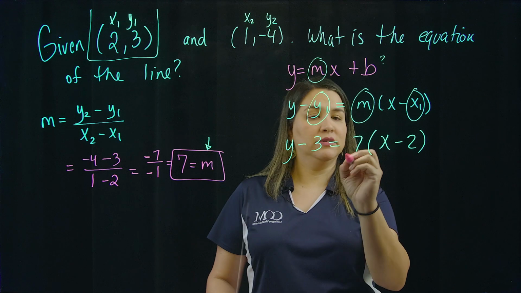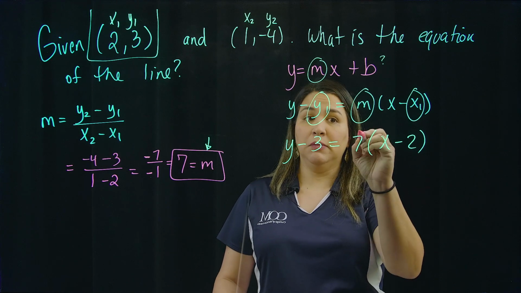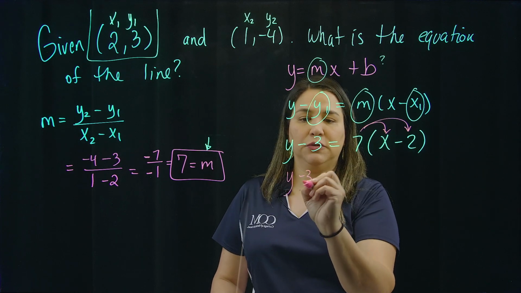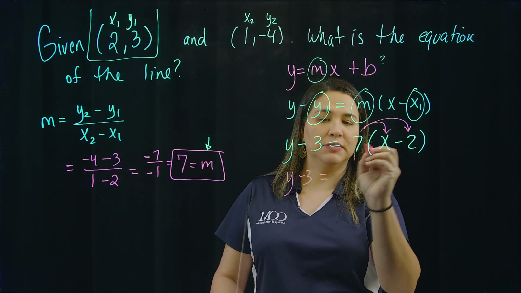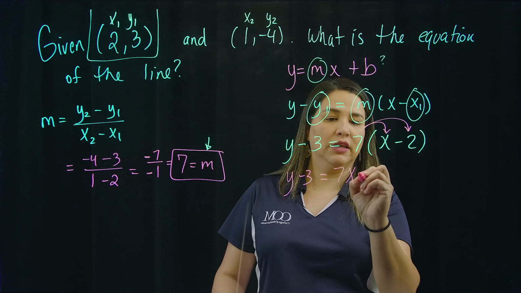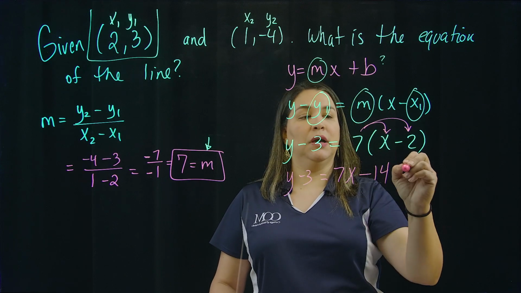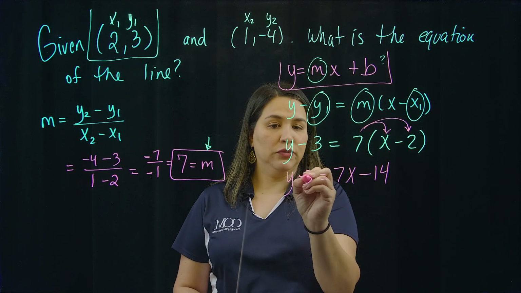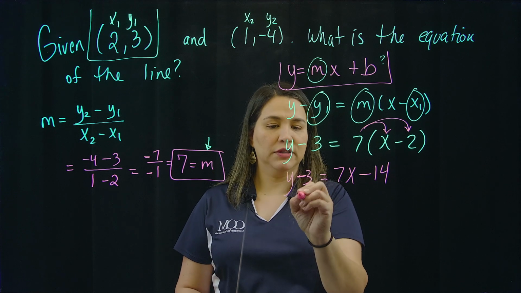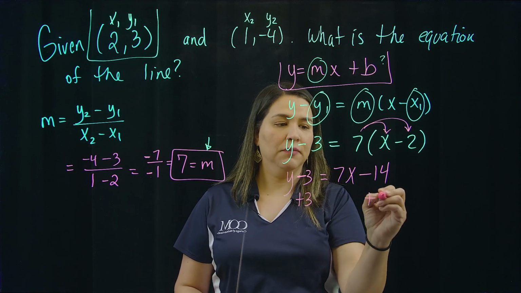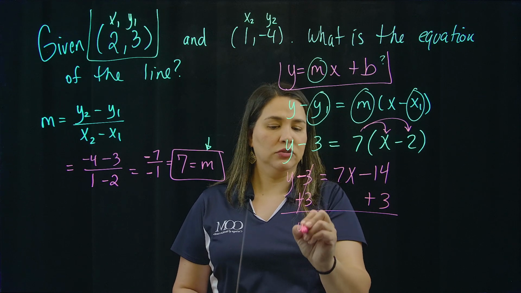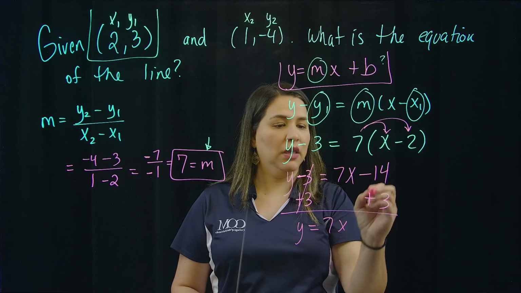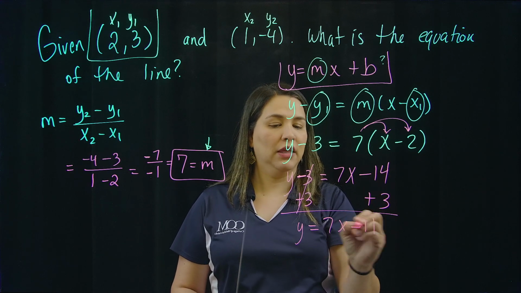Anytime that you see parentheses with a number in front, please keep in mind we do the distributive property. So this becomes y minus 3 equals 7 times x, 7x, 7 times -2, -14. But keep in mind, I need it to look like the slope-intercept formula. Therefore, I still need to move this -3 over. The opposite of a -3 is a +3. -3 plus 3 cancels. Y equals, nothing happened to the 7x, so it stays the same. -14 plus 3 is -11.